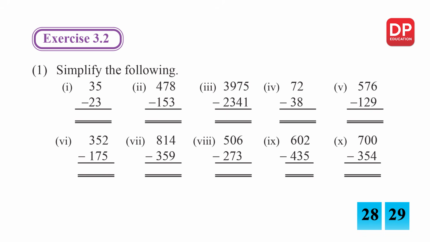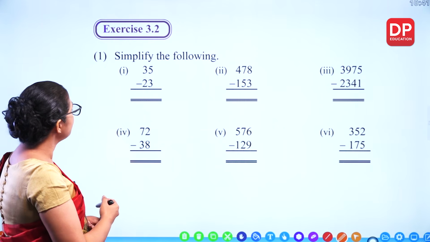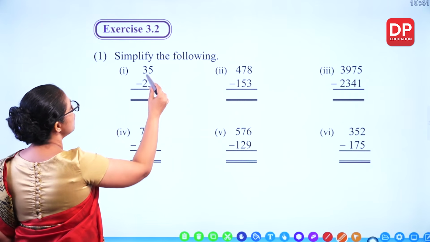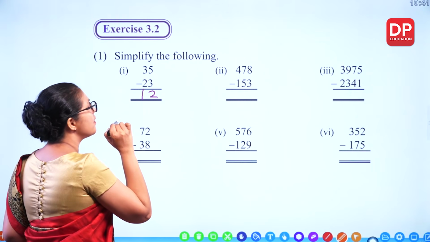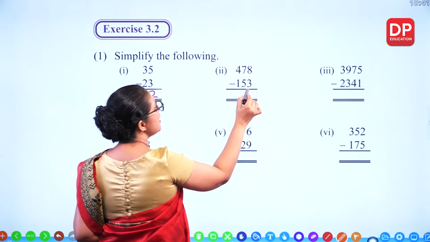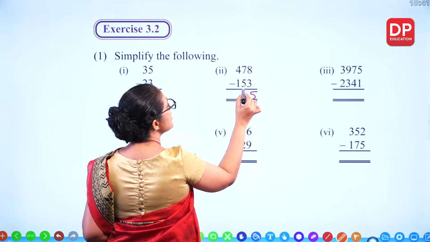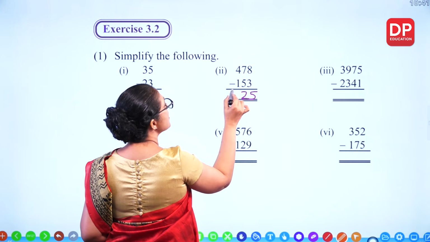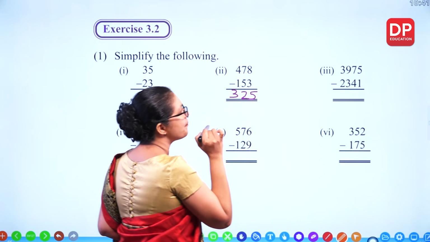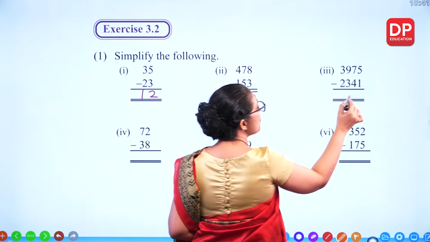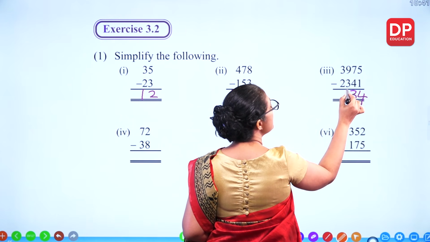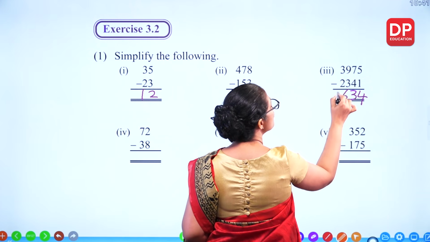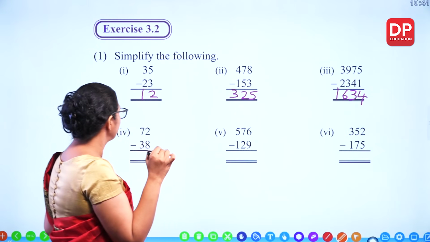Exercise 3.2, simplify the following. Just subtract. 5 minus 3, you get 2. 3 minus 2, 1. 8 minus 3, 5. 7 minus 5, 2. 4 minus 1, 3. 5 minus 1, 4. 7 minus 4, 3. 9 minus 3, 6. 3 minus 2, 1.